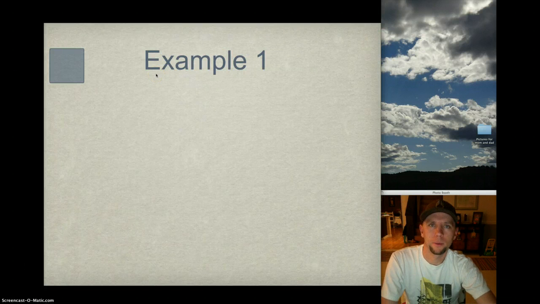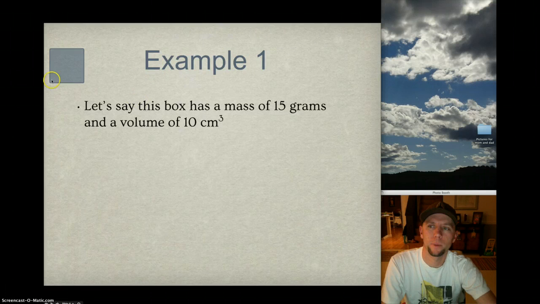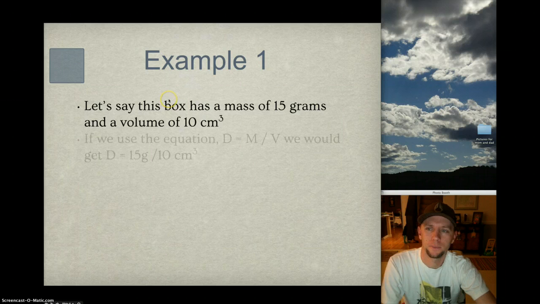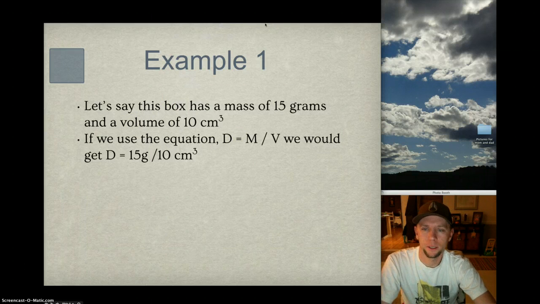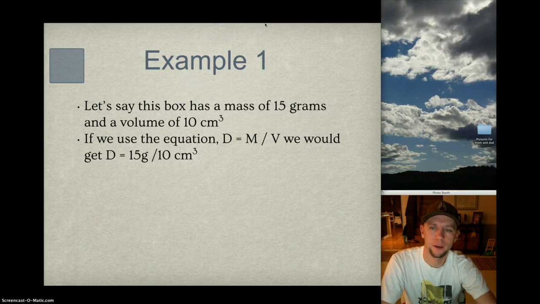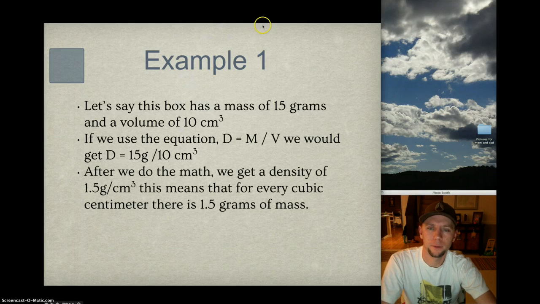Let's try an example problem. So let's say this box has a mass of 15 grams and a volume of 10 cubic centimeters. If we use the equation density equals mass divided by volume, we would get D equals 15 grams divided by 10 cubic centimeters. After we do the math, we get a density of 1.5 grams per cubic centimeter. And this means that for every cubic centimeter, there is 1.5 grams of mass.